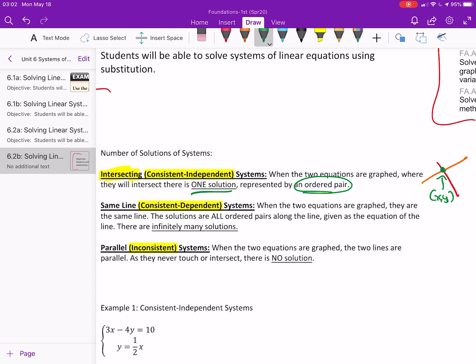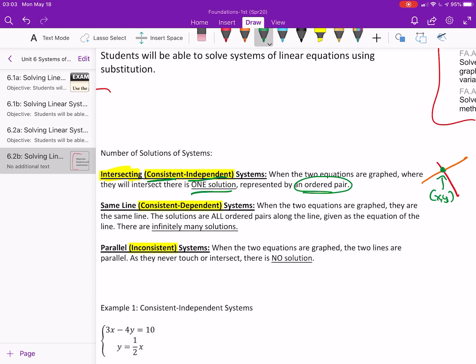And so that's intersecting. And we call that consistent and independent. We call it consistent because it has a solution. We call it independent because the two lines do not depend on each other. I can have two different lines in the graph and they have nothing to do with one another, okay?